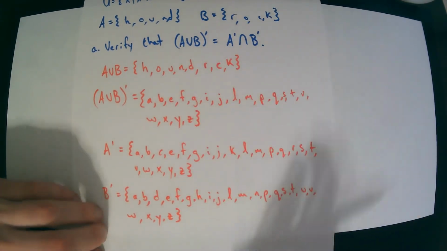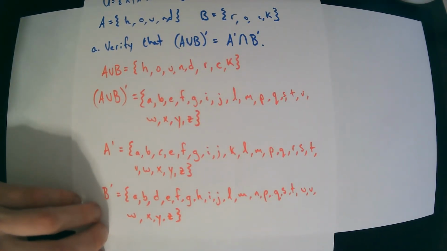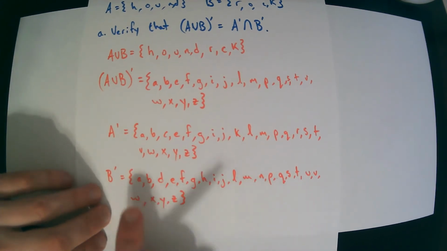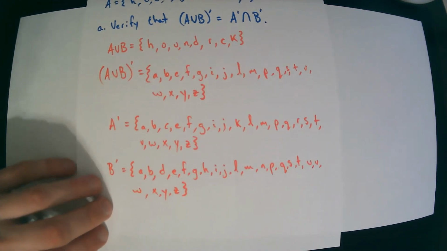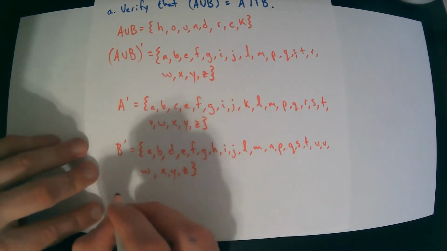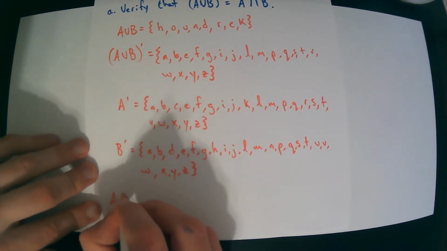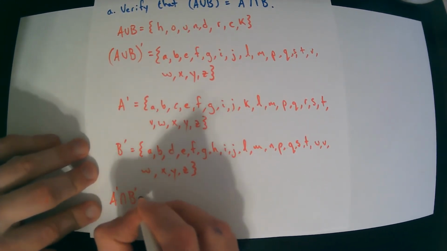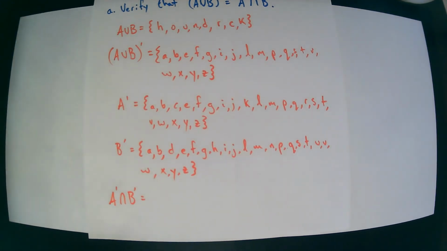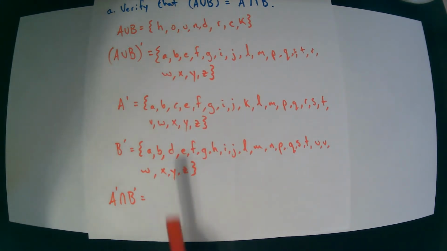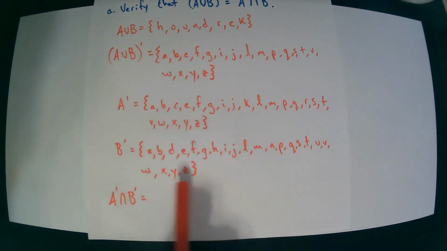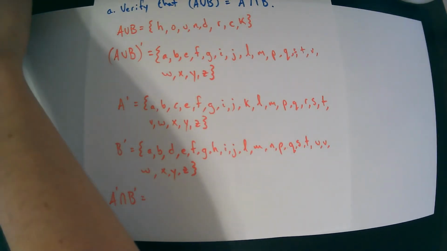So I've excluded those 4 letters, so there should be 22 here. Finally, what I do is I look at A complement intersect B complement. Which letters do they have in common, these 2 sets? Which letters do they share?